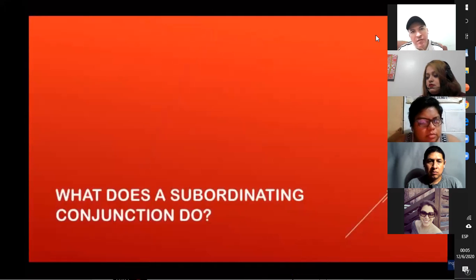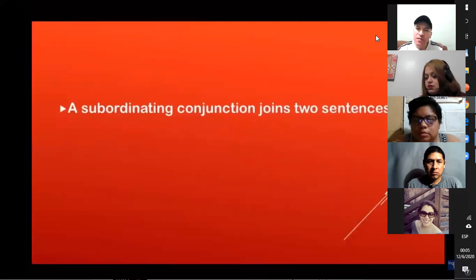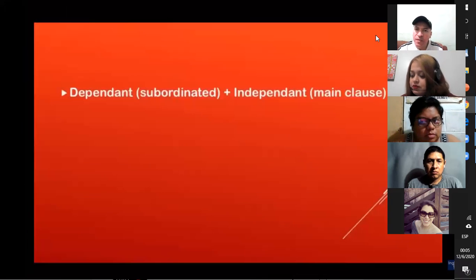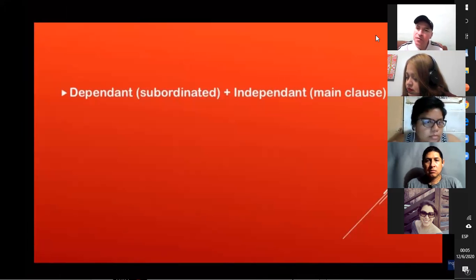You may be wondering, what does a subordinating conjunction do? A subordinating conjunction joins two sentences, one sentence being called dependent or subordinated, and another sentence being independent or main clause. As said in the intro video, an adverbial clause of time can't occur on its own because it makes no sense. It is not complete. We will take a look at some examples. Once you see them, you will know what we're talking about here.